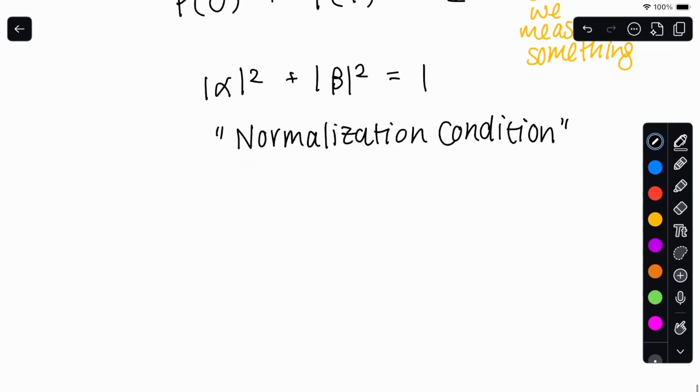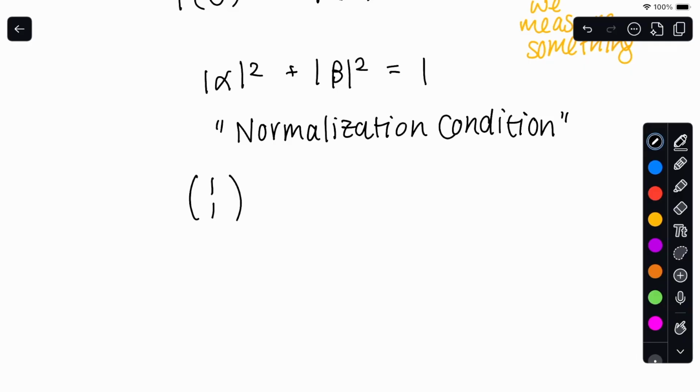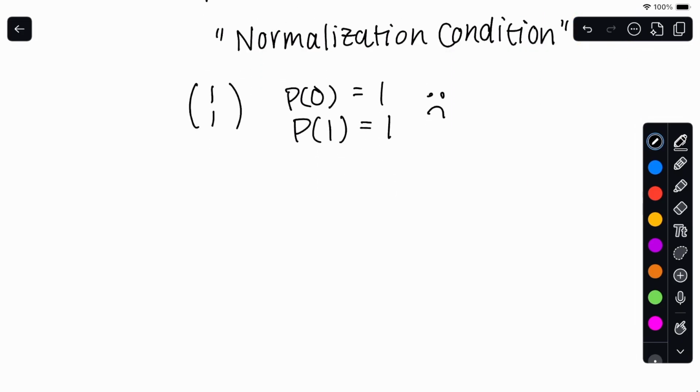So remember how I said before that this state 1, 1 was unphysical? This is why. Because if we had this state, then that would say that the probability of measuring 0 is 1, and the probability of measuring 1 is also 1. And that just is not possible. So this is not allowed. We need our states to be normalized.